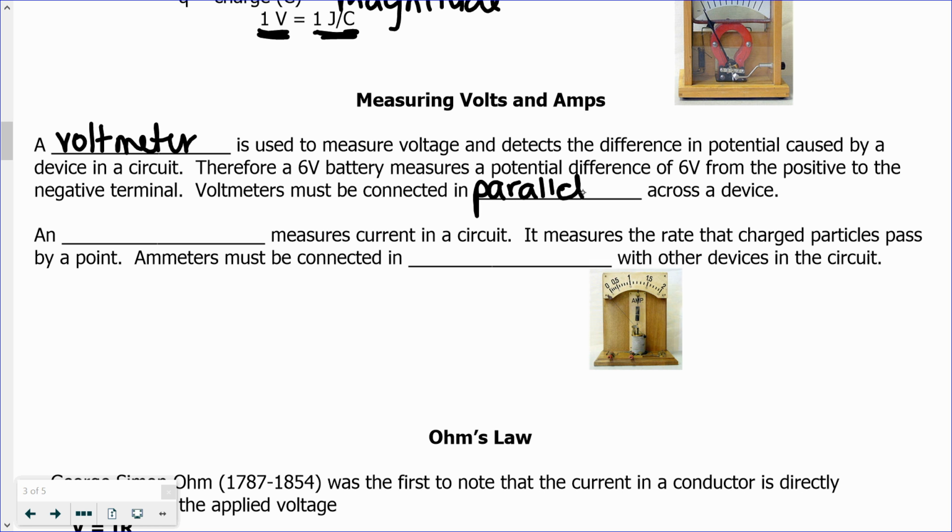And then when we're measuring current, so again, current is measured in amperes, it's measured by something called an ammeter. It measures the rate that charged particles pass by a specific point. Ammeters, that's the difference to voltmeters, need to be connected in series. And again, we'll do series versus parallel, but I guess I just added it in there.